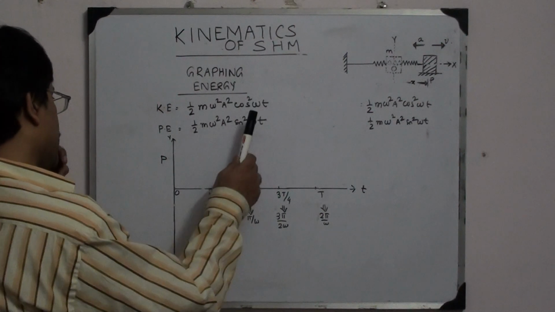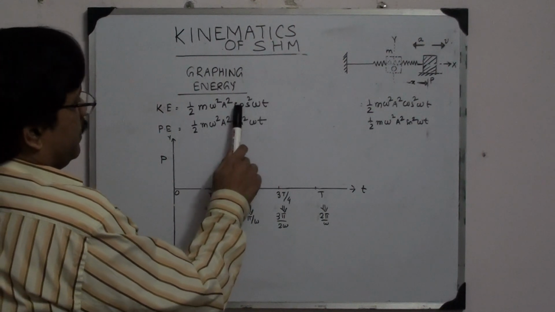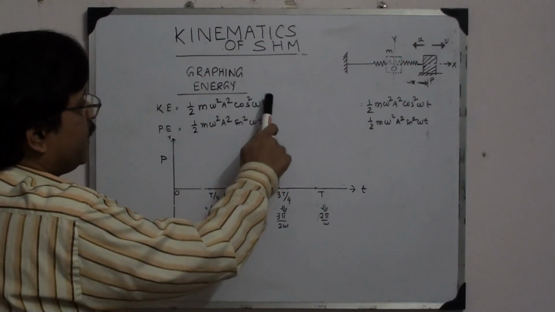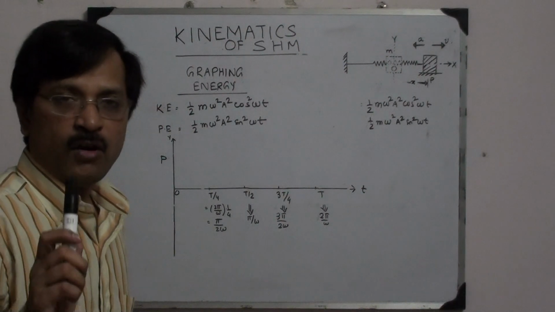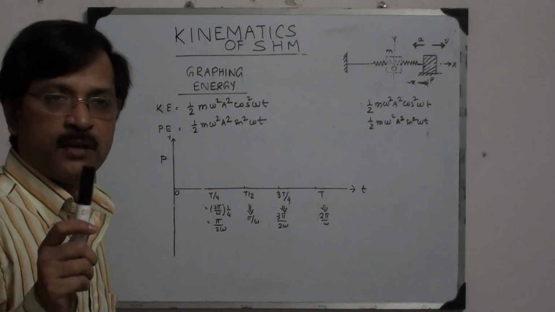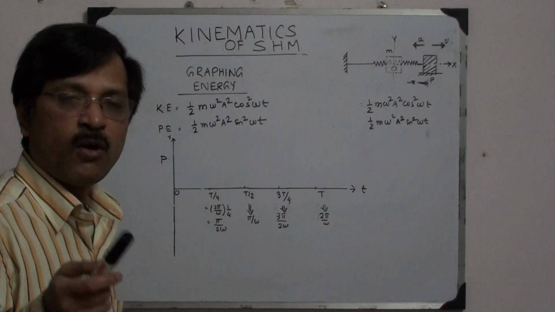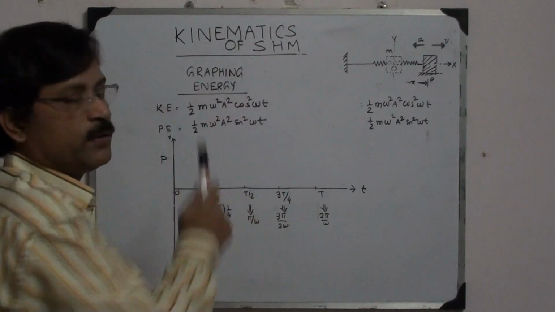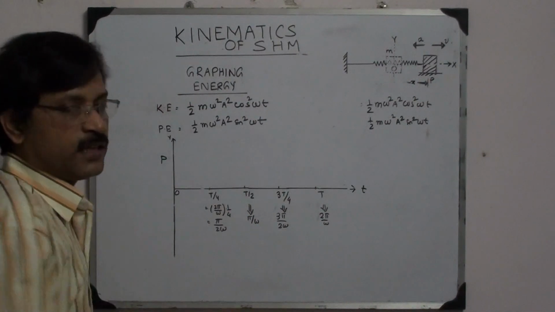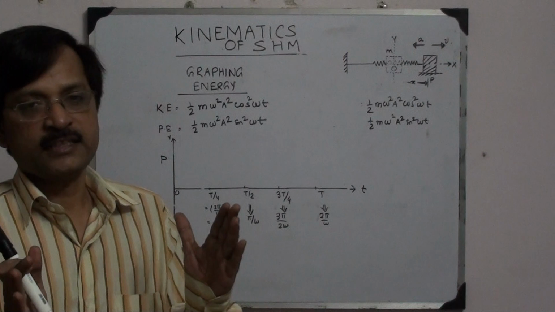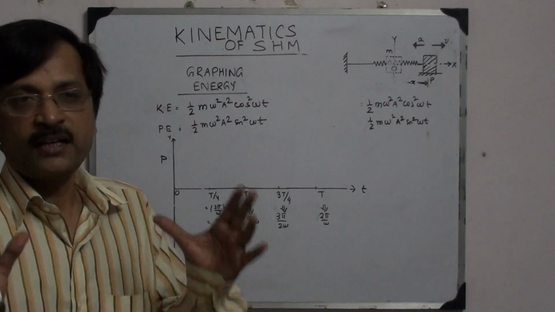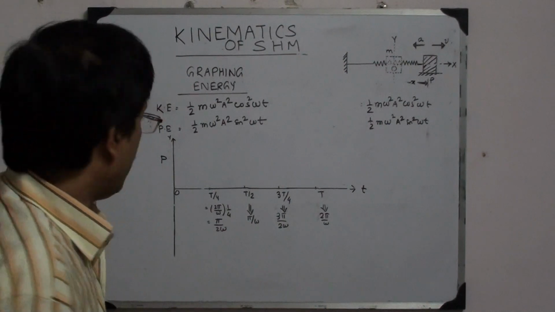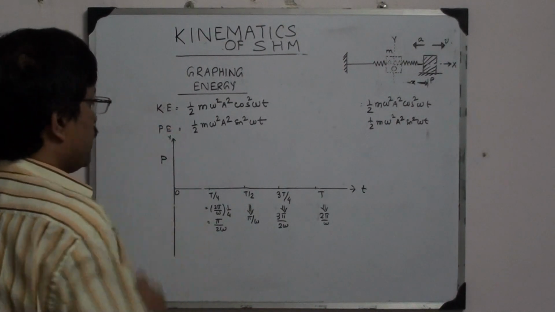The one thing you will observe here is that there is a square term of cosine and sine, which means that no matter whatever be the value of omega t, the cos square omega t will always be positive. Cos omega t may be positive or negative, but the squaring of that will always become positive. Same thing is for potential energy. So the potential energy and kinetic energy do not turn negative in any part of the SHM cycle. They are always positive.